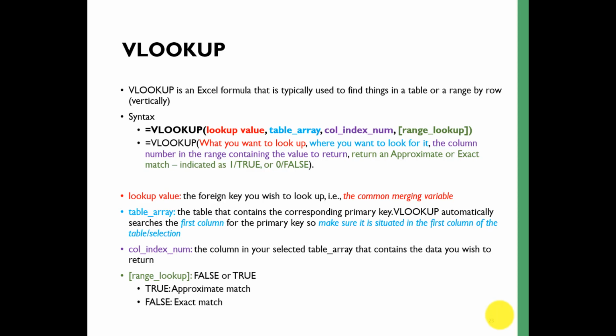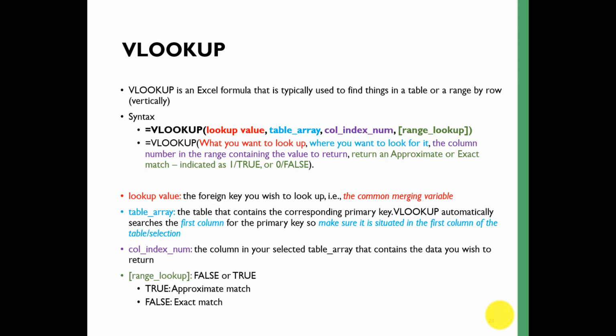Now here is a special note for the second input variable, table array. Table array is the table that contains the corresponding primary key, or that contains the lookup value that you're trying to search for. VLOOKUP automatically searches the first column for the primary key, so you always want to make sure that the primary key is situated in the first column of that table selection.